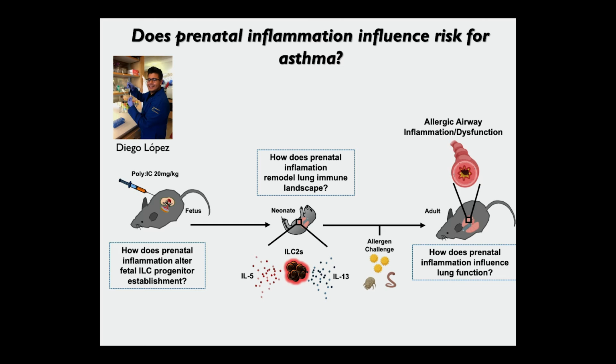Here he's focused on another innate-like lymphocyte, a more recently discovered one, the innate lymphoid cell type 2, innate lymphoid cells, ILCs, not to be confused with innate-like lymphocytes. And he's looking at how perturbation of the progenitor for this specific cell type influences asthma susceptibility and lung function by remodeling the lung immune landscape during early development.